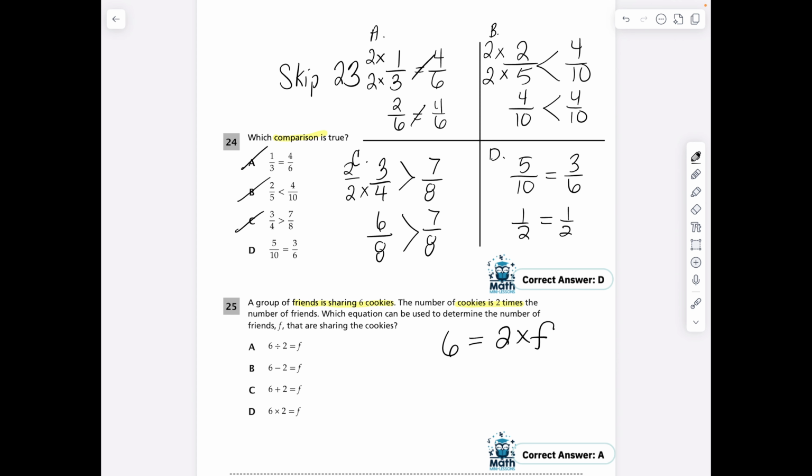So how can I figure out the number of friends? The first thing my brain did was go, this looks like it, but no, because I want the F by itself. So we're going to rewrite the sentence. 2 times some number makes 6. So think about your fact families. 2 times some number makes 6. I could also rewrite that as 6 divided by 2 gives me that number. And there is A.